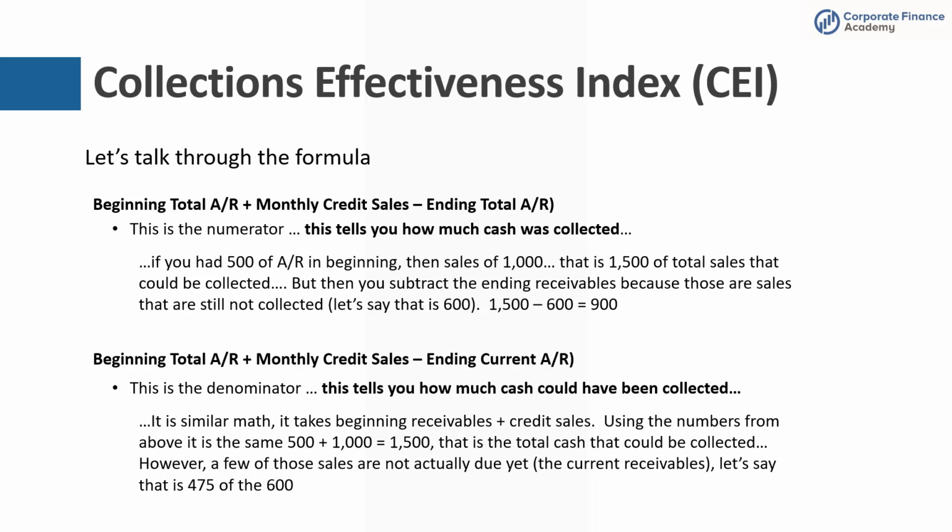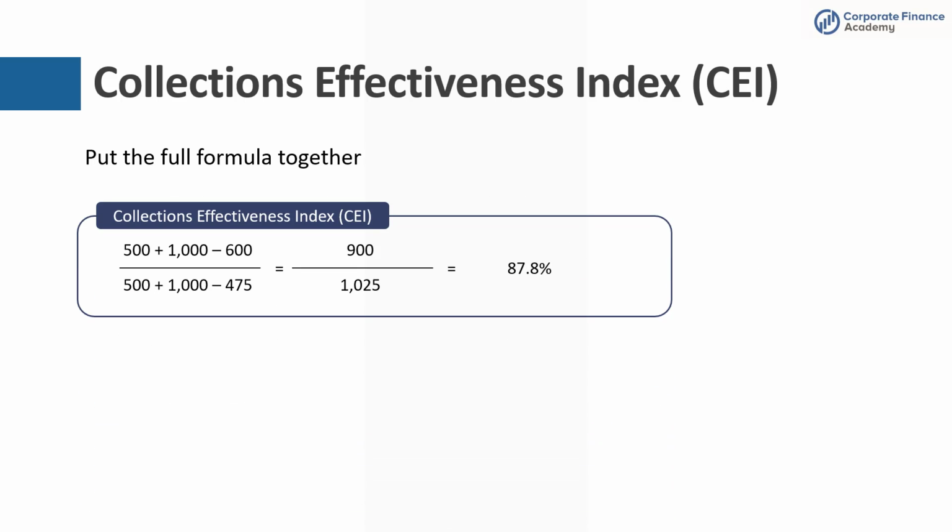The customer doesn't actually have to pay you yet. So to get to how much cash could have actually been collected, you have to subtract out that current portion. So in here we'll say that that's 475 of the 600 of total ending AR. 475 is current. So if you put the whole formula together, you get the 500 of beginning AR, the 1,000 of sales, and then in the numerator you're subtracting out the 600 of ending total AR, and in the denominator you're subtracting out the 475 of current.